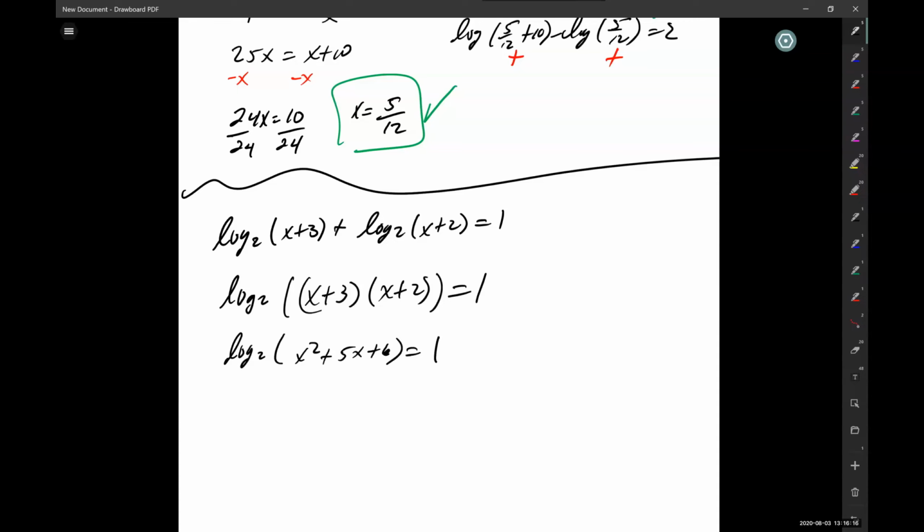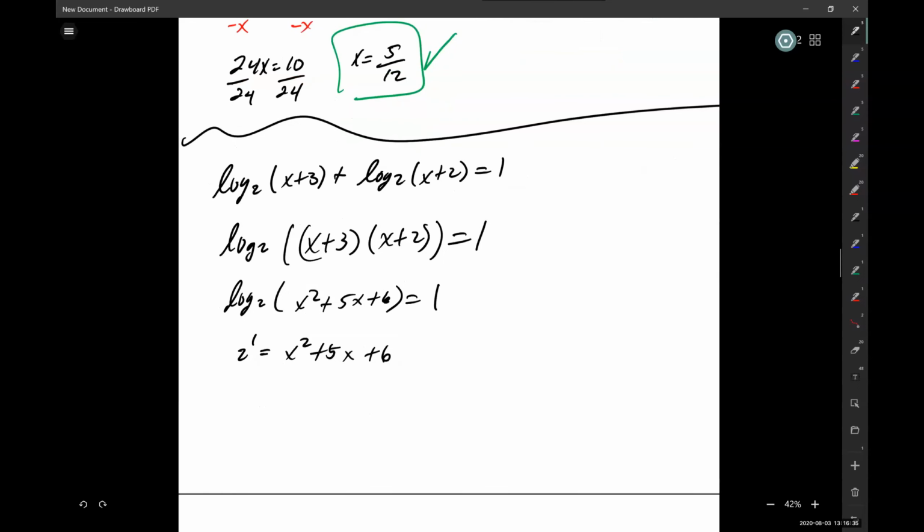And just like we did before, we're going to rewrite this as an exponent equation. So it's going to be 2 to the first is equal to x squared plus 5x plus 6. So 2 to the first, well, that's just 2. So we have a quadratic, so zeroing out one side, like we do with all quadratics, leaves me with x squared plus 5x plus 4.